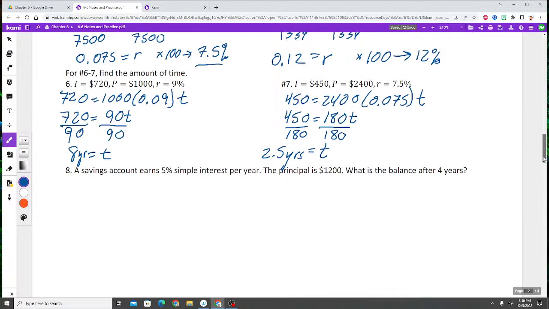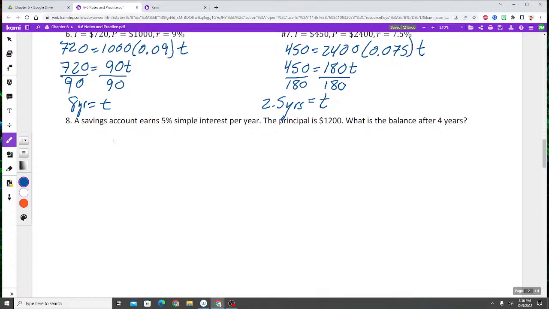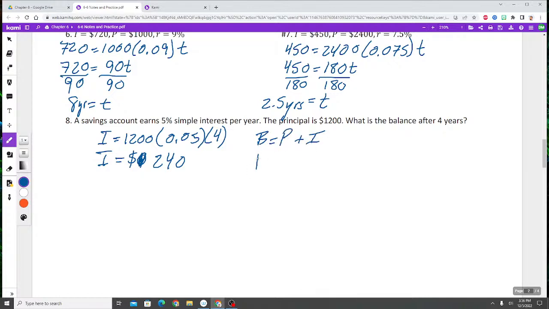Number 8. A savings account earns 5% simple interest per year. The principal is $1,200. What's the balance after 4 years? So interest is $1,200 times simple interest rate of 0.05 times time of 4 years. We multiply those together. We get $240. Oops. But wait, there's more. We want the balance. So balance is principal plus interest, which means balance is $1,200 plus $240, which is $1,440.